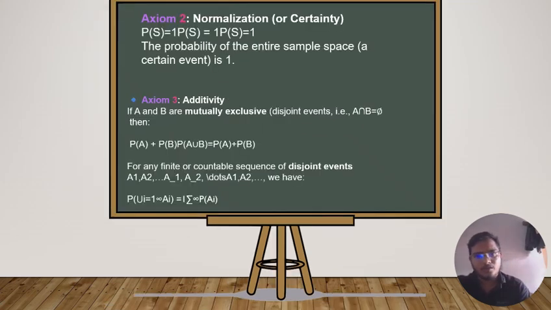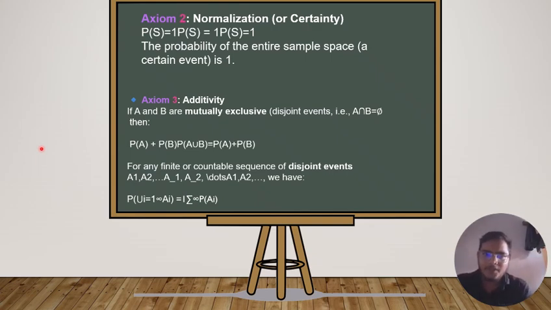Axiom 2: normalization or certainty. P of S is equal to 1. The probability of the entire sample space is always 1. The sum of the probabilities of all outcomes in the sample space is equal to 1. For example, for a die the outcomes are 1, 2, 3, 4, 5, 6, so the sum of the probabilities over the sample space is equal to 1.